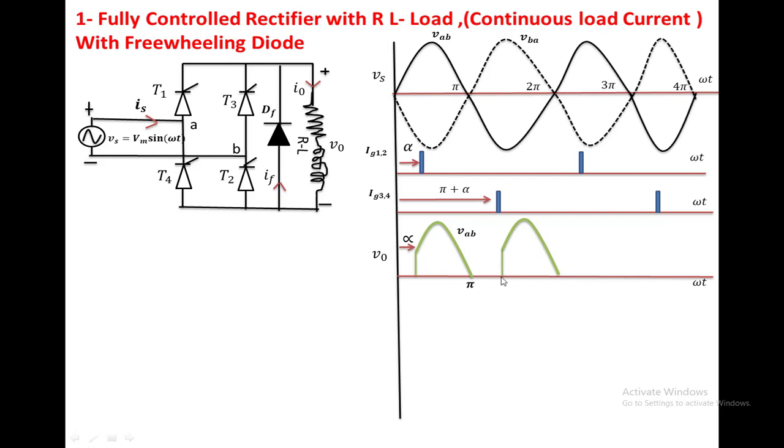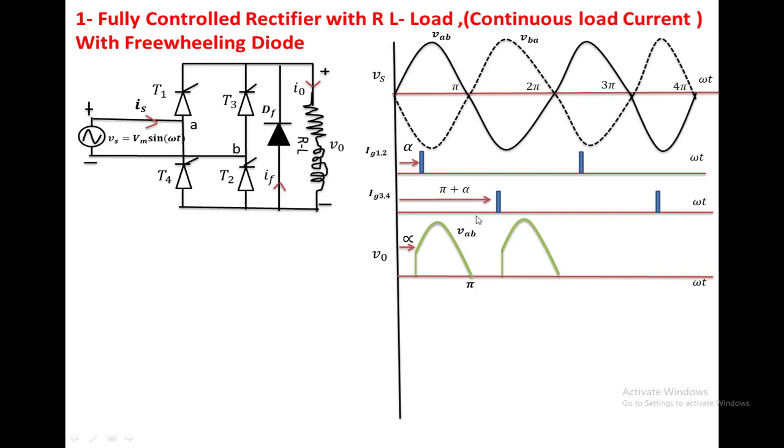At pi plus alpha, T3, T4 is on. Once T3, T4 is on, the output voltage is equal to VBA voltage. So now the current is transferred from DF to T3, T4. So at pi plus alpha, DF will be off and T3, T4 will be on. Once T3, T4 is on, the output voltage is equal to VBA up to 2 pi.